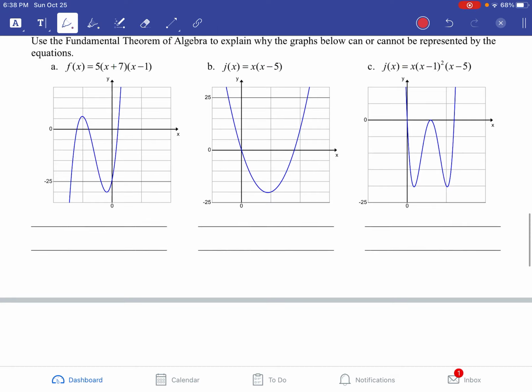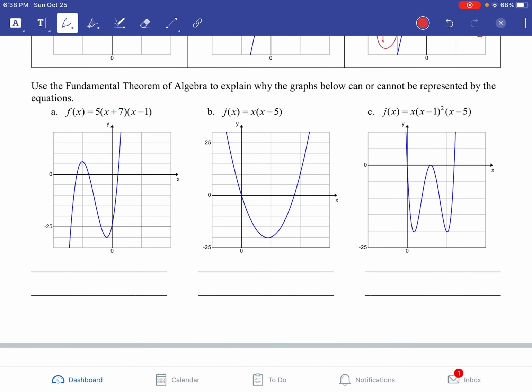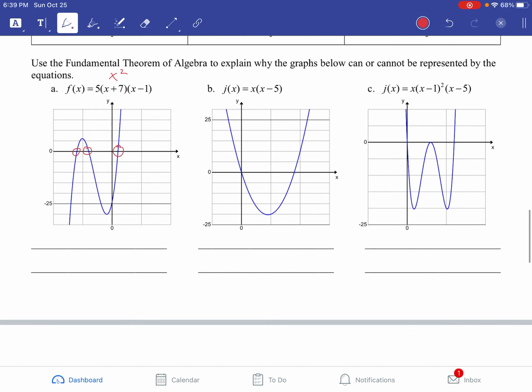Let's look at these last examples. We're going to use the fundamental theorem of algebra to explain why the graphs below can or cannot be represented by the equations. The first one, we have 5 times x plus 7 times x minus 1. What is the degree of this function? If we multiplied everything out, you'd have x squared. How many places does the graph cross the x-axis? Let's count them up: 1, 2, and 3. That's more places than there are degrees, so your answer would be no, it cannot be.